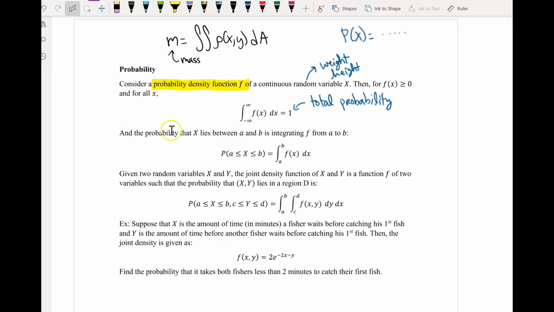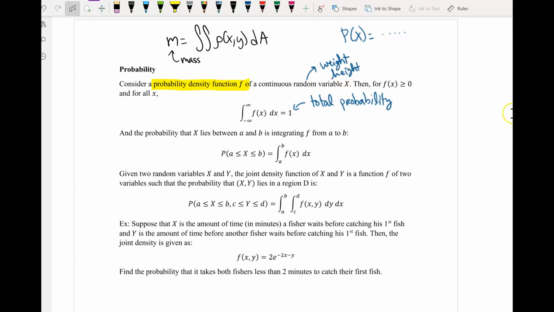So the probability that x lies between two different values is integrating f from a to b. If I want to find the probability, this is just fancy notation, that the random variable, maybe like weight or height, is between these two numbers, it's just integrating f from a to b. This is the single variable case. So we're assuming that x is a random variable that represents only one particular event.